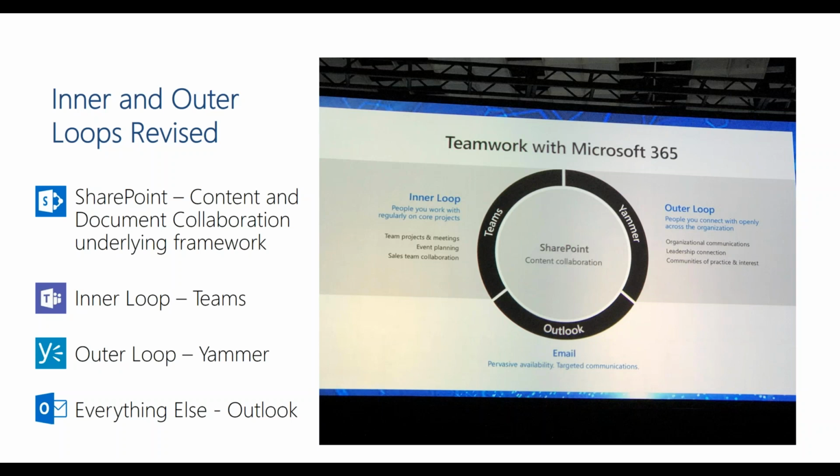And so they describe the inner loop as the people that you work with regularly on core projects. That would be the people in your department, or if your department is very big, the smaller group sub-department that you work in. So those 5-10 individuals that you work with on a regular basis. And then outer loop, Yammer. We're not really going to touch on Yammer a whole lot, but this is a great vehicle for exchanging information across the organization. And then email, Outlook for everything else, for exchanging information and transacting with other colleagues and partners and customers.